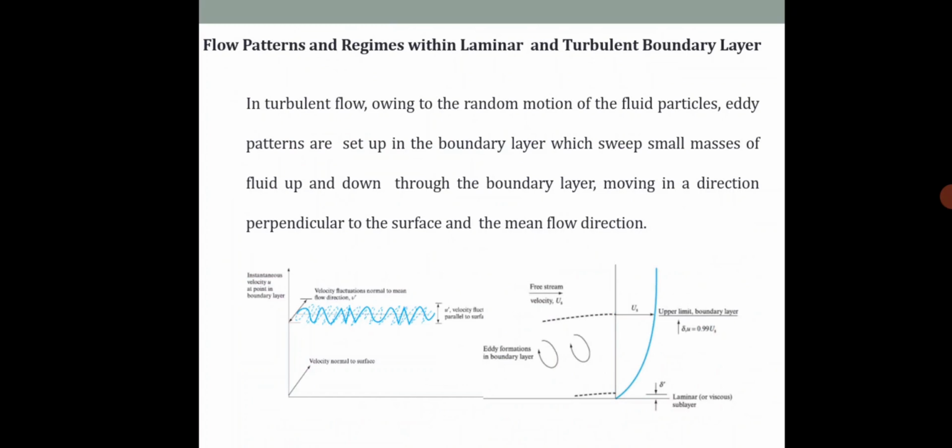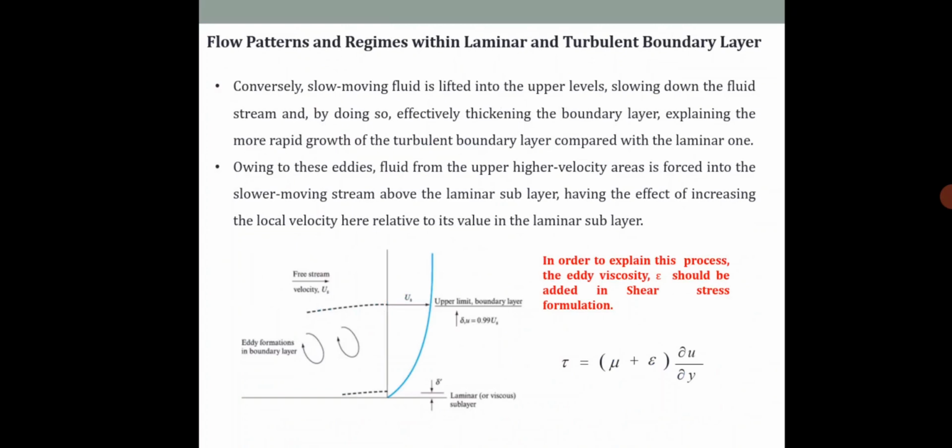And actually the flow patterns and regimes within laminar and turbulent boundary layers. In the case of turbulent flow, due to the random motion of the fluid particles, eddy patterns will be set up. Small masses of fluid will be sweeping up and down, moving in a direction perpendicular to the surface and the mean flow direction. You can see the diagram.